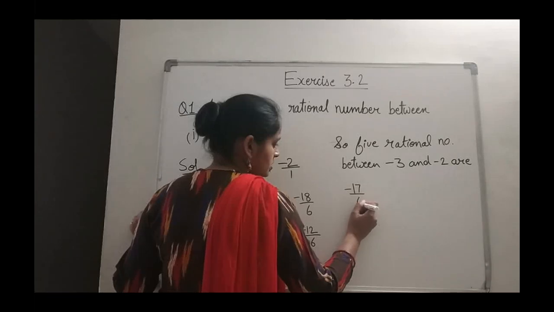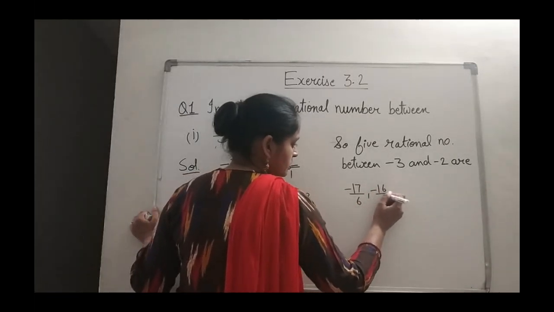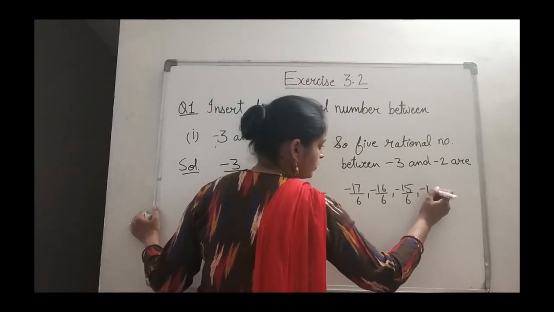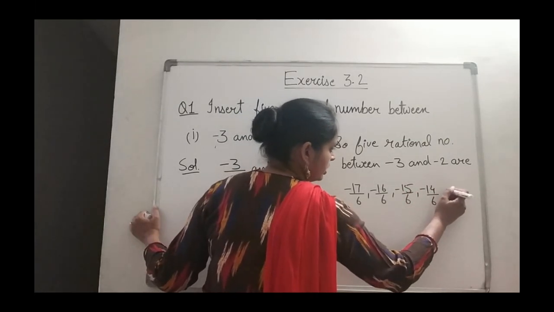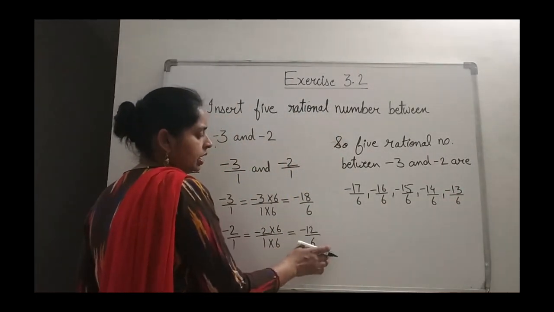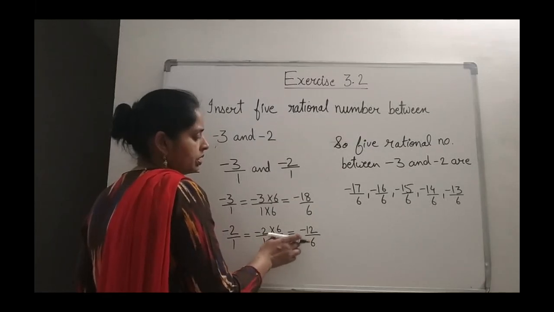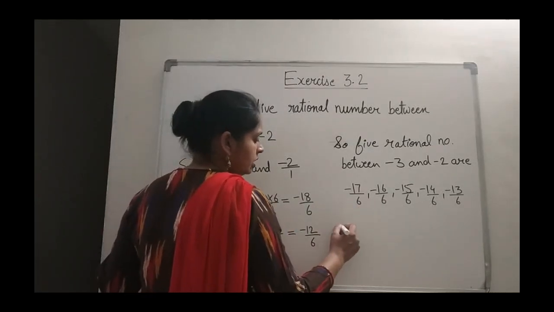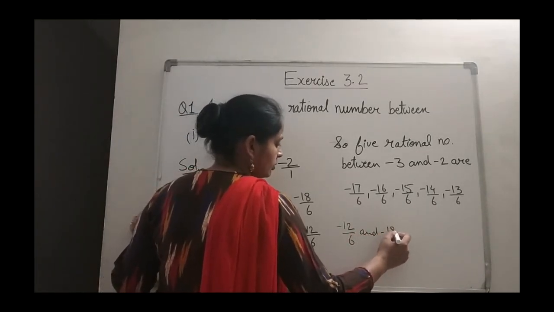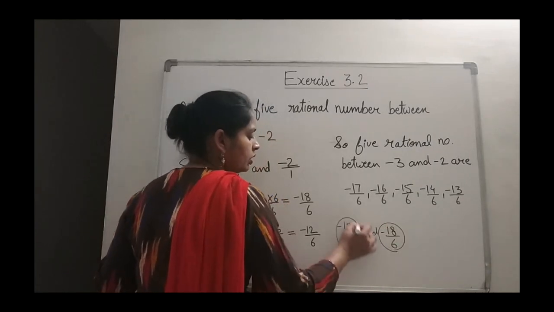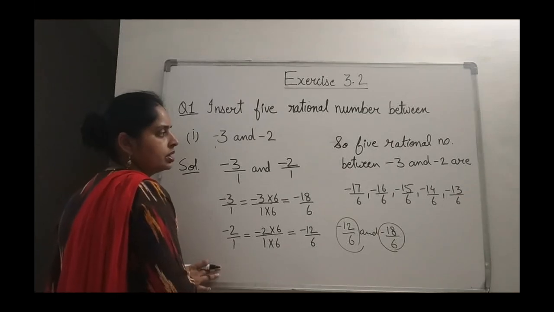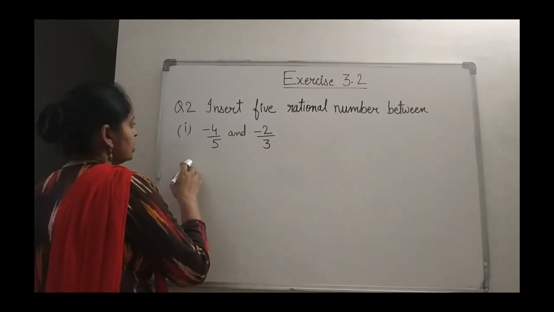-17 upon 6, -16 upon 6, -15 upon 6, -14 upon 6, and -13 upon 6. Right? And please remember that we will not include these corner numbers, because these numbers are -12 upon 6 and -18 upon 6. So these are the corner numbers. We will not include these numbers. So these are the 5 rational numbers between -3 and -2. Okay?